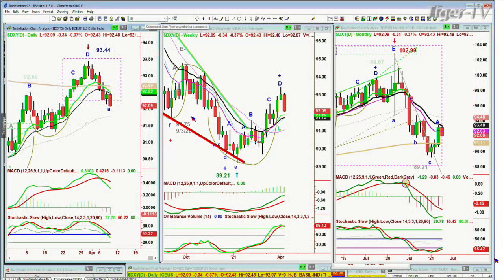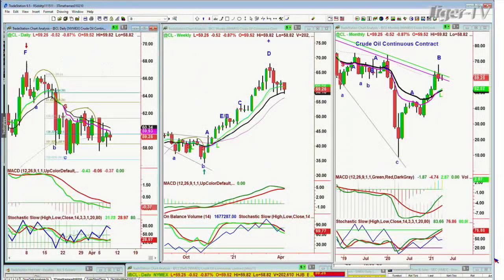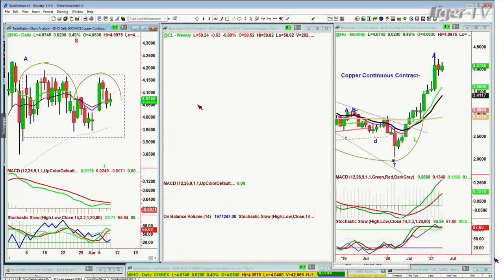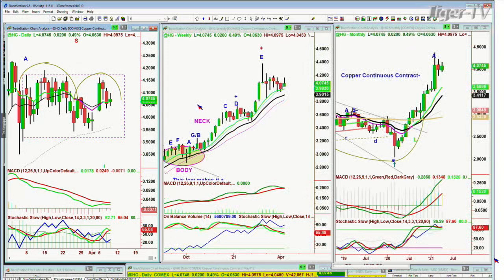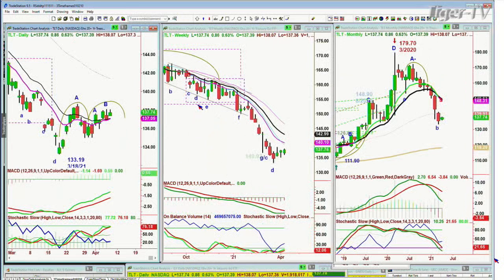I also wanted to show you the crude oil. Crude oil is in the lower range, just kind of stuck there. High-grade copper, lower range, just kind of stuck there. TLT, kind of mimicking gold to a certain extent, just watching it very closely.